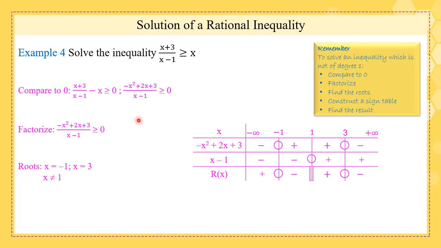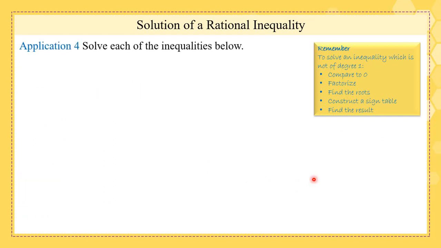Now, I want the answer to be greater than or equal to 0, so we have to choose the pluses. In other words, x should belong to negative infinity, negative 1. This is the first plus. Union, the second one, which is 1, 3. Now, this is greater than or equal to 0, so we have to choose the zeros. Negative 1 should be included, and the 3 should also be included. This is negative 1, this is a 3. Remember, 1 should never be included because we have an impossibility here. Now, please try to do this application alone.